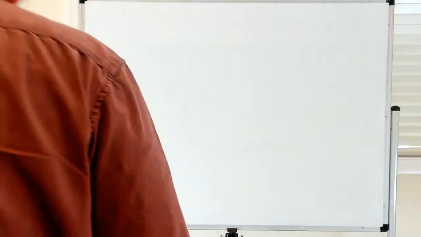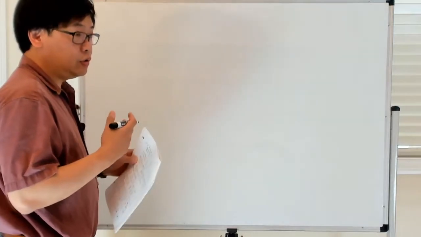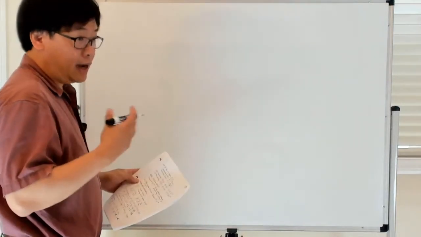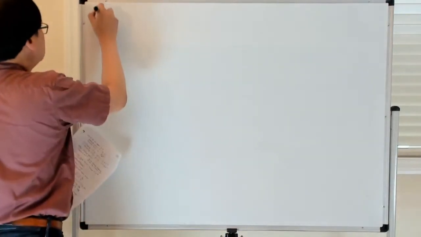All right, so now we're going to discuss floating point arithmetic and basically what happens when you do standard binary operations on floating point numbers and how the errors propagate.